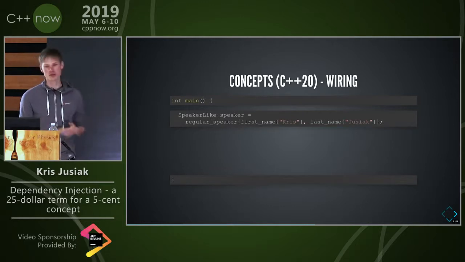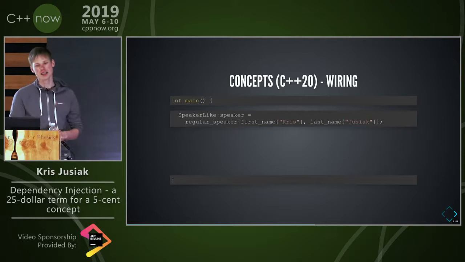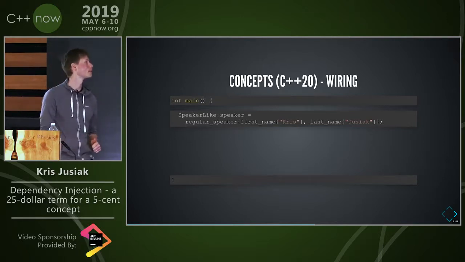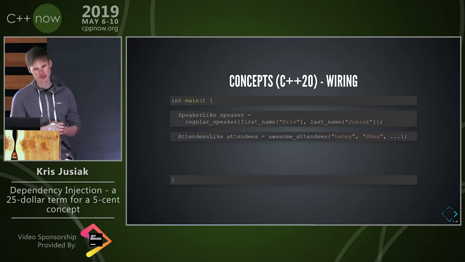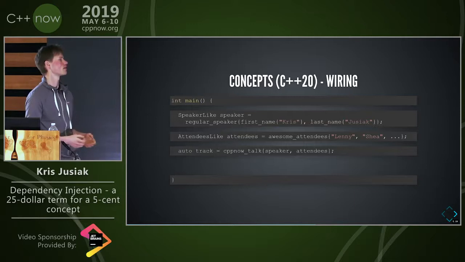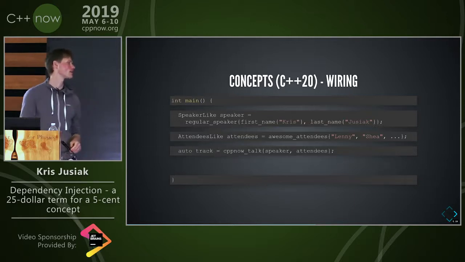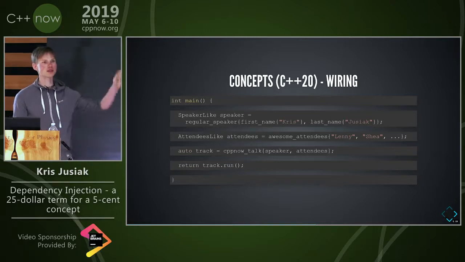So being explicit is usually better than being implicit. That's a good thing as well. And then it's the same for the attendees. We create both of them, and after that we create the talk, we pass them through as always, and we run it. There's a question?